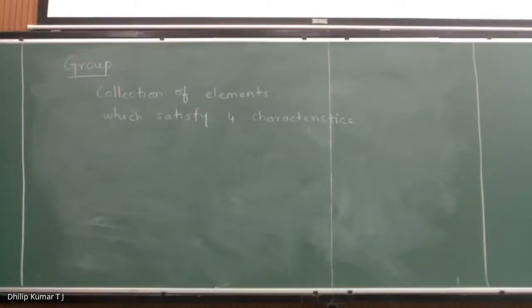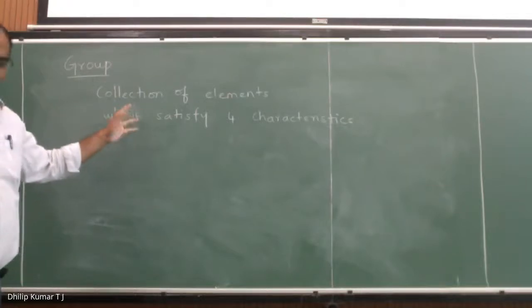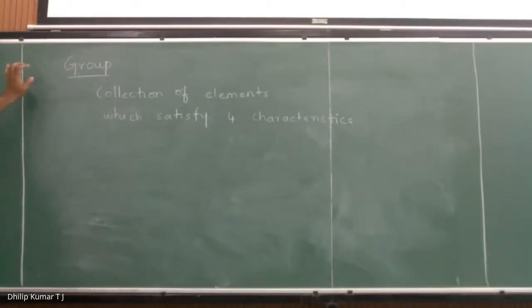So a collection of elements means which satisfy 4 characteristics. In a water molecule, which has the point group C2v, there are 4 symmetry elements or operations, you can say. Similarly, a collection of elements is called a group. So all these 4 elements in the water molecule, E, C2, sigma v, sigma v prime, all combined, it's called a group.